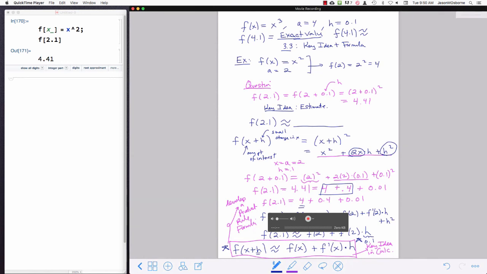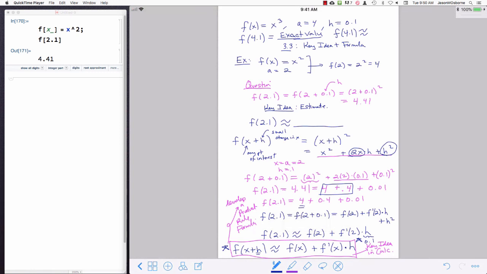Okay, so that would be a question that you could work on. Okay, so very important formula we've just developed here. We'll use it a lot in this calculus class.